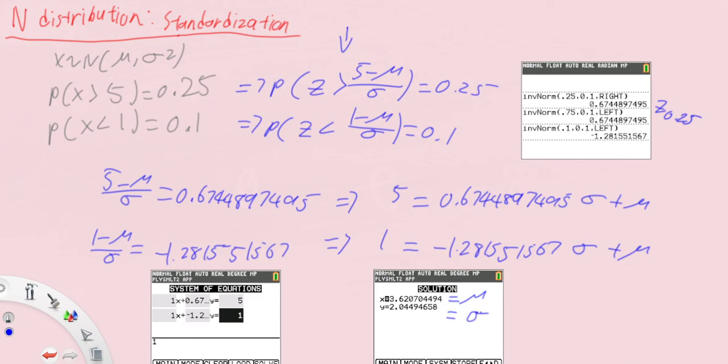All right, so that's how we do standardization, using the idea of converting to a known distribution, in this case a standard normal distribution with mean 0 and variance 1, and then using inverse norm from there. So there we have it, standardization in the context of simultaneous equations.